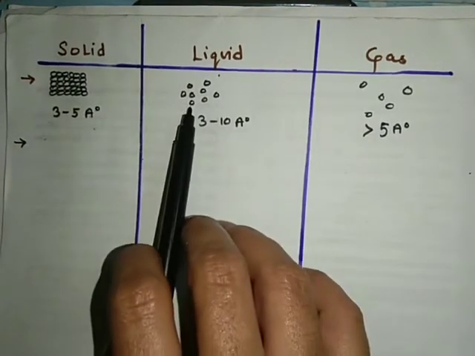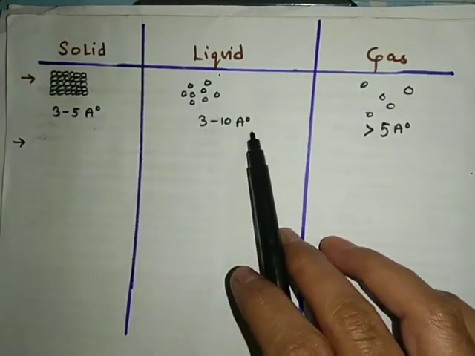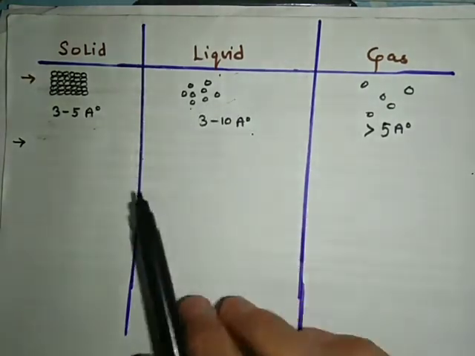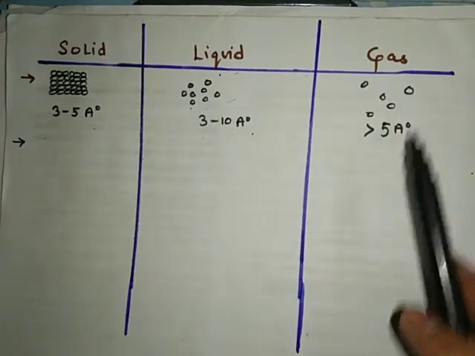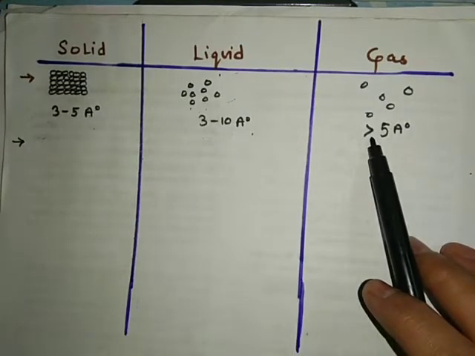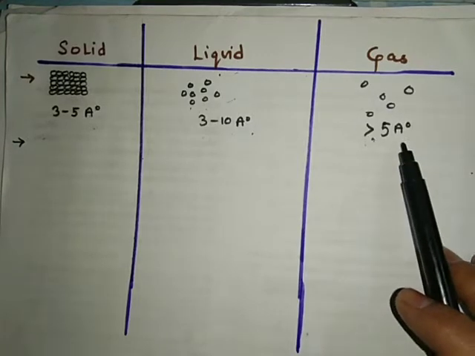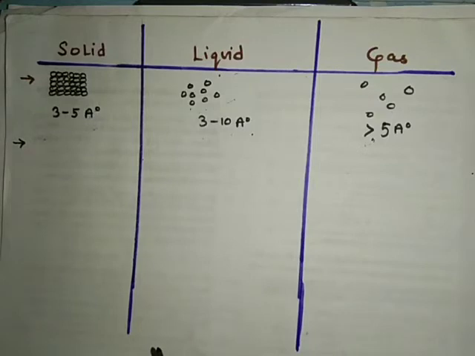When you come to liquid, this mean separation ranges from 3 to 10 angstrom units because atoms in liquid state move a little away from each other, and this space increases a lot when we come to gaseous state. So the mean separation, meaning the distance between the two atoms, is more than 5 angstrom units. Now, what are the other points in this column?